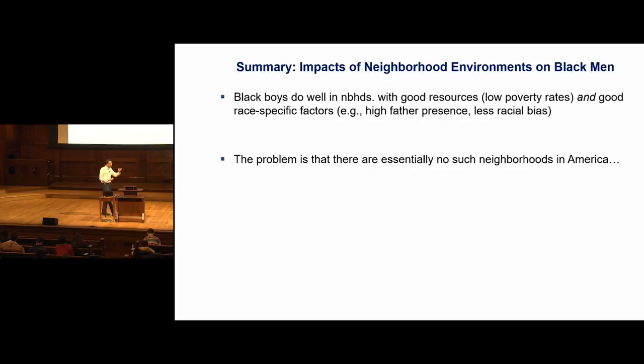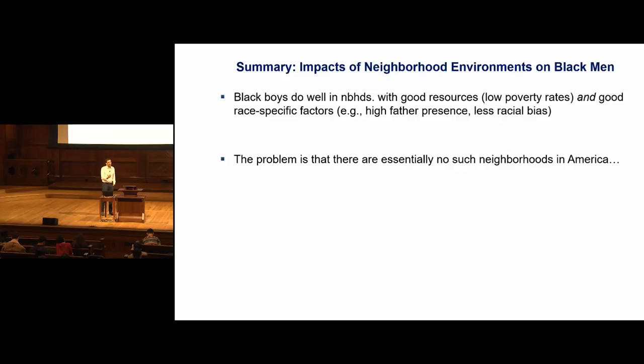It could be because of differences across places in terms of mentors, resources, discrimination, and so forth. I don't think we know for sure yet, but it does look like environmental differences are a key factor that explains Black-white gaps. So the bottom line takeaway is that Black boys do well in neighborhoods with good resources, low poverty rates, and good race-specific factors, high father presence, less racial bias, which affects white kids less.